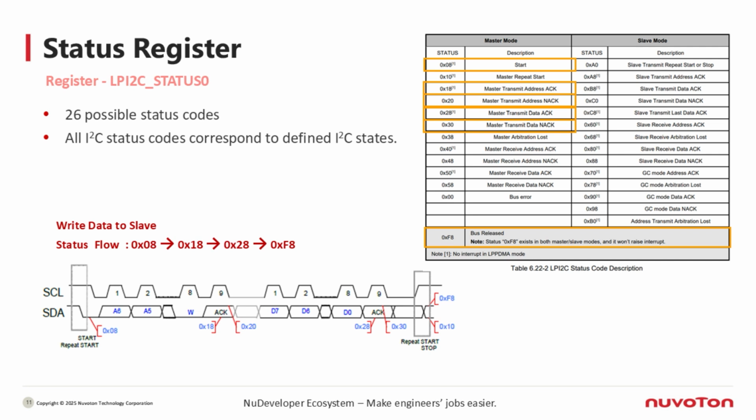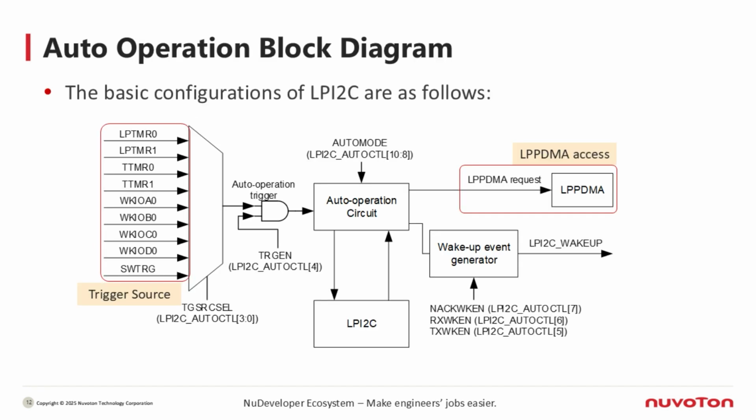Finally, after the stop condition is sent, the bus is released and the communication sequence is complete, which is indicated by 0xF8. By keeping an eye on these status codes, you can clearly follow along and track every step of the I2C communication process. On this slide, we're going to talk about the auto operation mode block diagram for the Low Power I2C. You can think of it as having three main parts: the trigger source, the auto operation circuit, and the low power PDMA transfer with the wake-up mechanism.